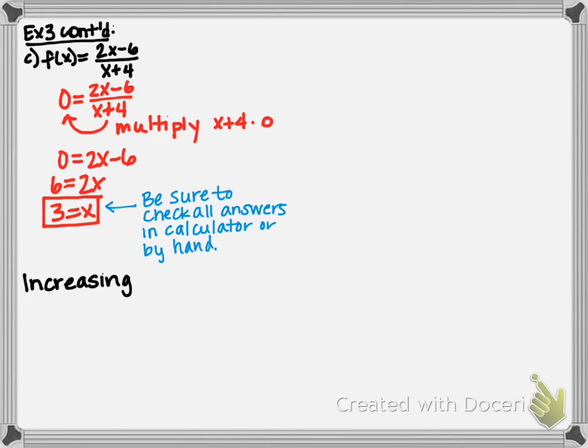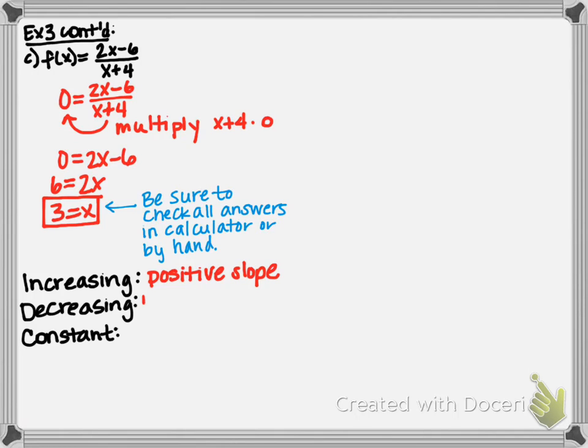Okay, next we're going to talk about increasing, decreasing, and constant. Increasing is when you have a positive slope. Decreasing is when your picture has a negative slope. Constant's when you have a 0 slope.